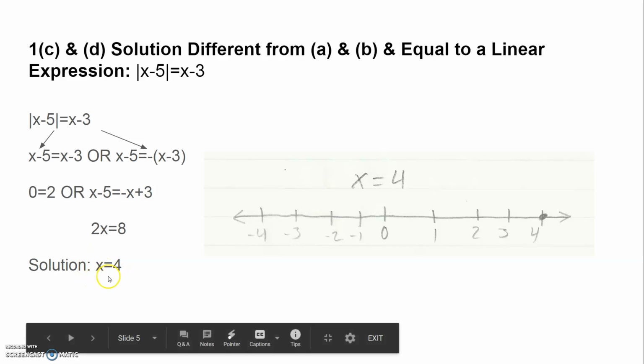Important concepts for solving for an equation equal to a linear expression is that it is equal to. Since it's equal to, this is the only number that will work. With 4, you get 1 is equal to 1.